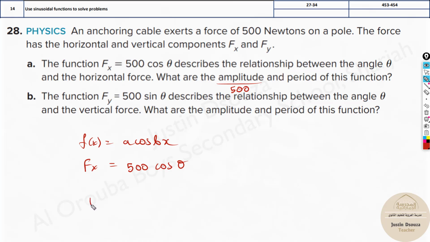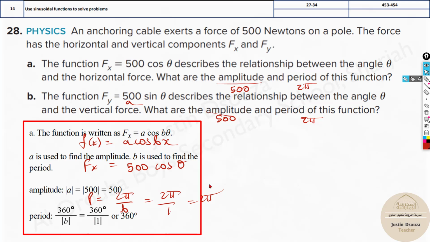The period is given by the formula 2 pi by b. The b value is 1, so 2 pi by 1, it's 2 pi itself. So the period is 2 pi. What about the next function? It's the same thing, isn't it? Because the amplitude is 500, that's a, and there is 1, so it's 2 pi. Both the functions have the same amplitude and same period.